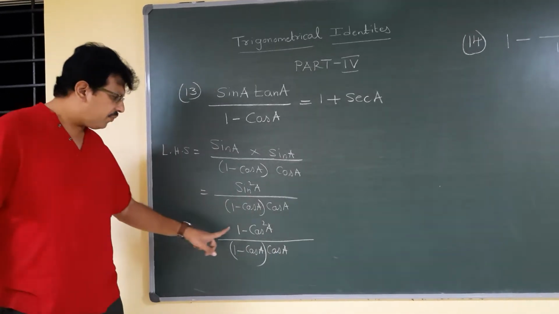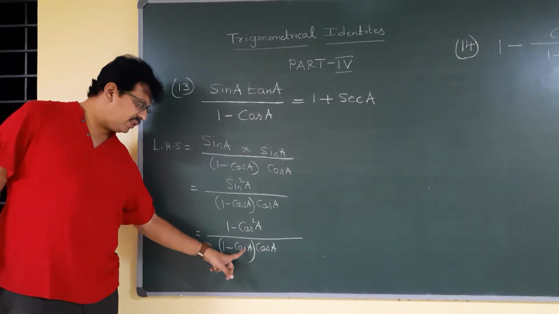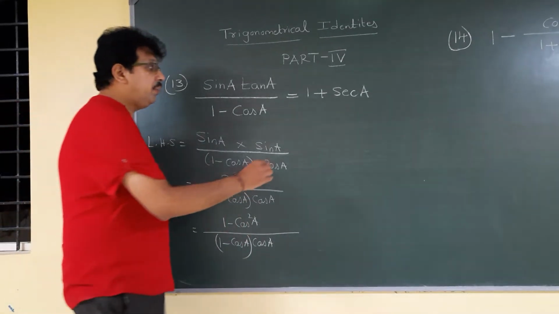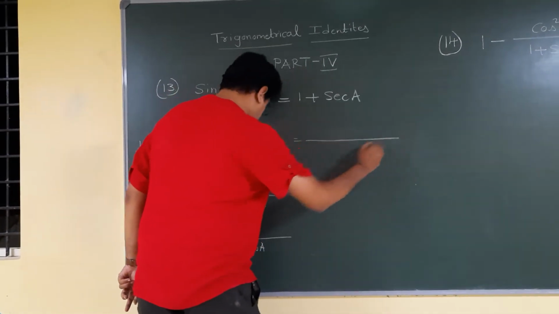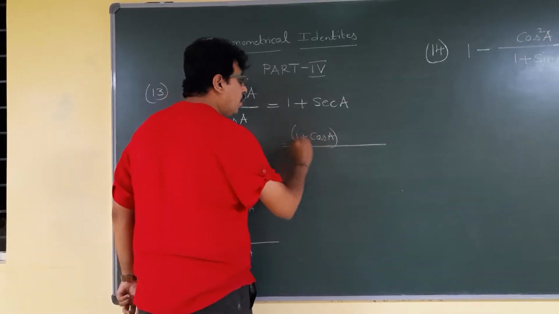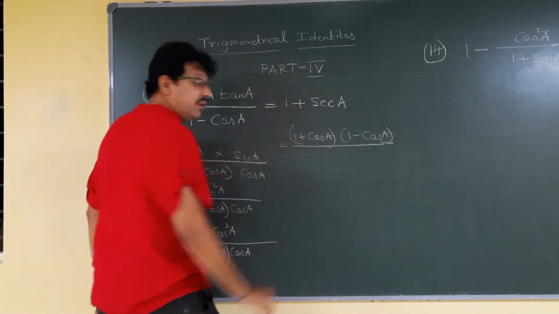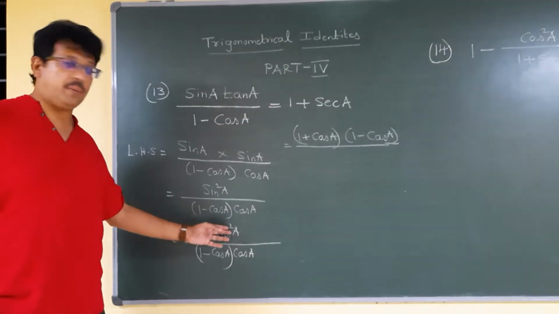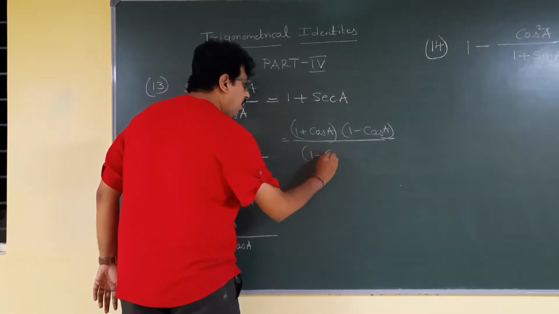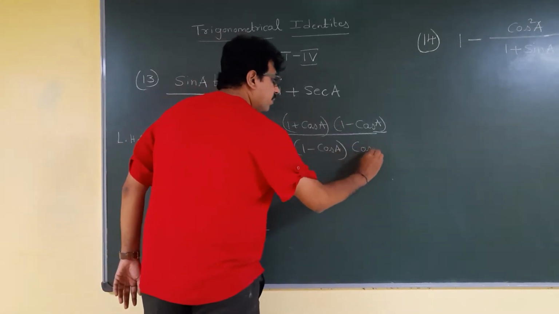So you can observe, children, it is 1 minus cos square A. Here I can use the A square minus B square formula, again the identity which you people have learned. Because 1 plus cos A into 1 minus cos A, this is an identity we are using, that is A square minus B square formula, A plus B into A minus B, divided by 1 minus cos A into cos A.